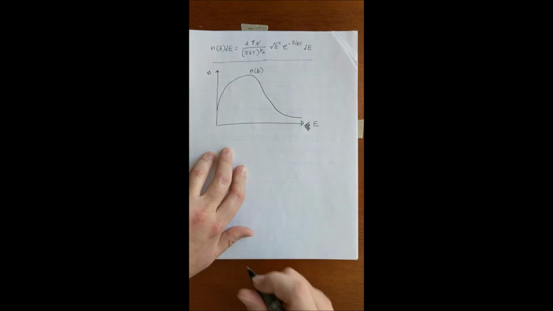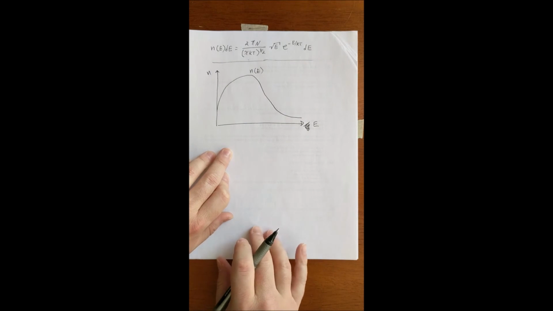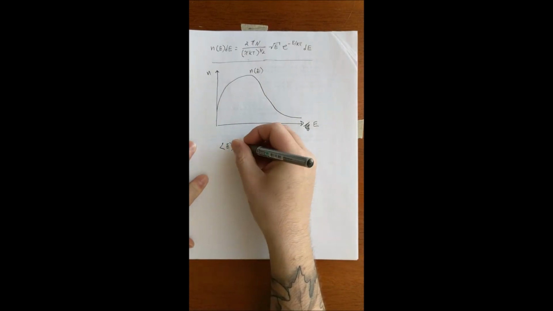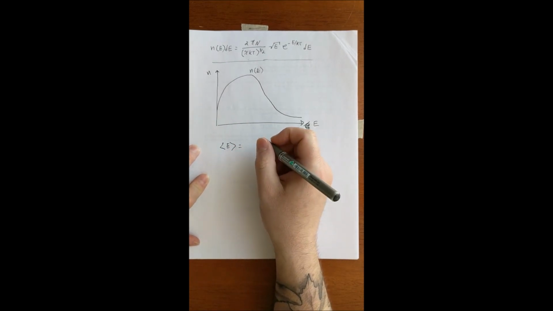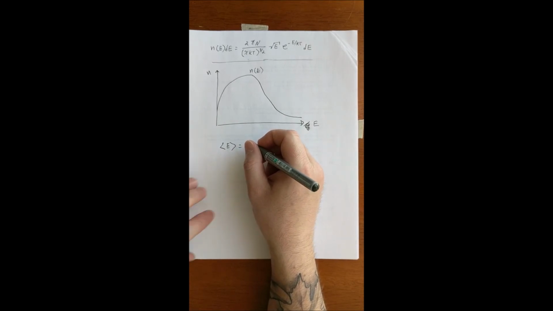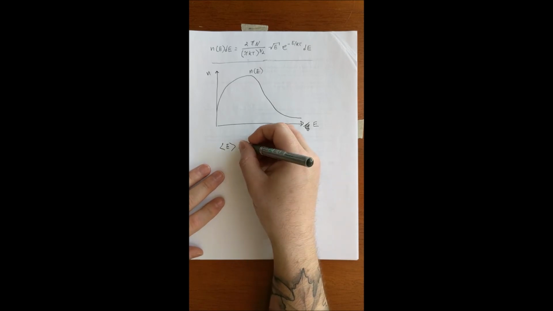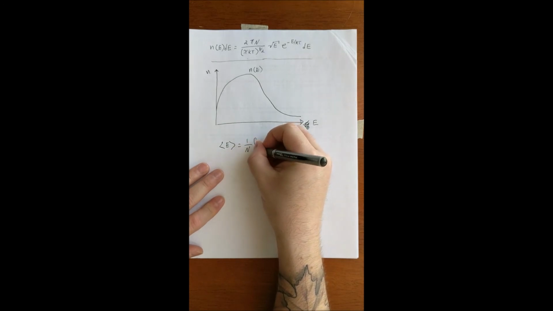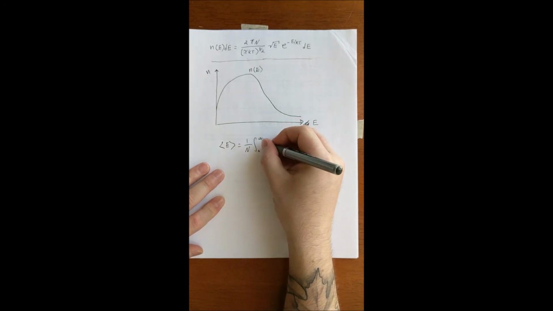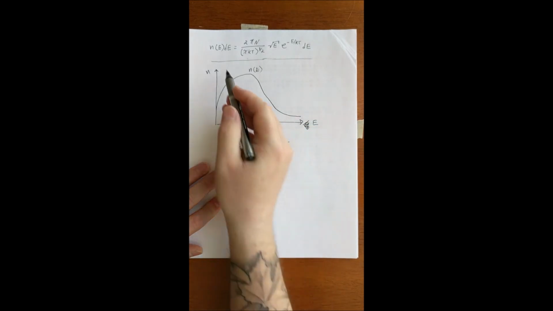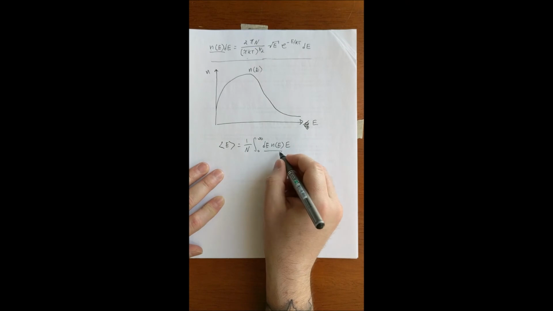So if we want to find the average energy, right? What's the most likely, or rather, what's the average, the mean particle energy? We do this in the same way that we calculate expectation values, because again, it's all about probability. Right, we've got our distribution here, and now we're just sticking in that E to find the expectation value of that.